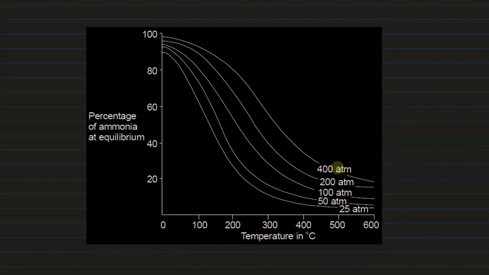This graph is at 400 atmospheric pressure. And you see 400 atmospheric pressure, this graph is at the highest level. It means that at higher pressure, we get greater yield. And at lower pressure, we get less yield. So higher pressure and lower temperature, that gives us the greatest yield. Now let's see what are the uses of ammonia and how do we use it to make fertilizers. Ammonia can be used to make fertilizers.